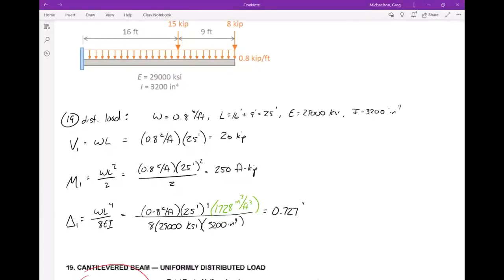What? My screen stopped sharing. There we go. Can everybody see it now?